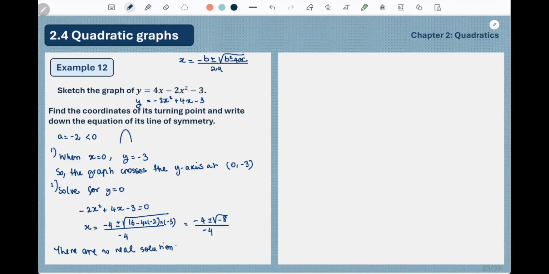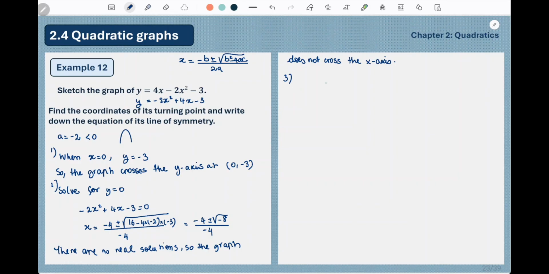And the non-existence of real solutions means the graph does not cross. So this is the interpretation when it comes to the graph: it does not cross the x-axis at any point, okay? So it doesn't cross it at all. Okay, so there's one more thing to do, which is to find the turning point.